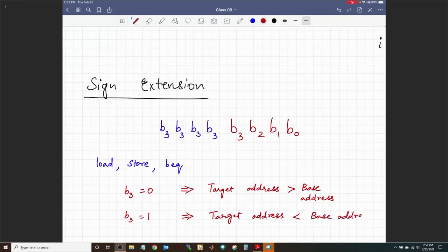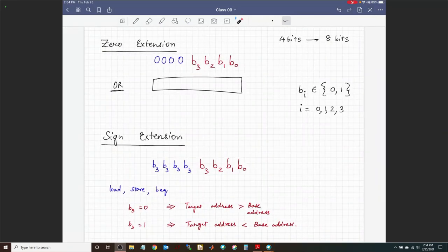You guys see that? It's relative to the address mentioned in one of the registers. So you may want the target address to be smaller or bigger than that, which is why you can use that as a signed number, and you do a sign extension for that. You don't do a 0 extension for that. Questions about this concept of the difference between 0 extension and sign extension, and what happens to the target address in relation to the load, store, and branch when equal instructions?